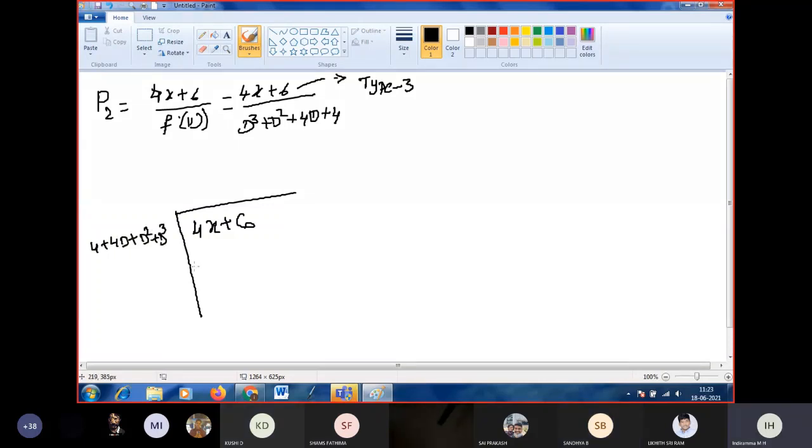Next. What shall I write here? 4x. So then which symbol? Divide. 4x divided by 4. You write here. What is 4x by 4? x only. If you multiply, put the arrow mark like this: 4 into x. Did you get 4x? Yes, ma'am.